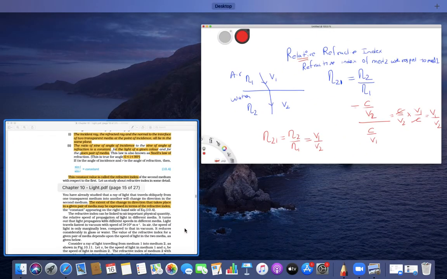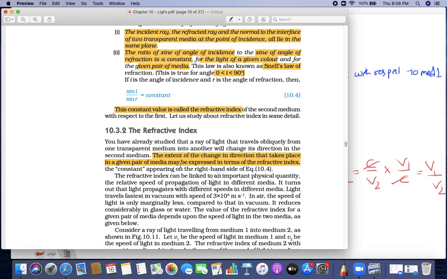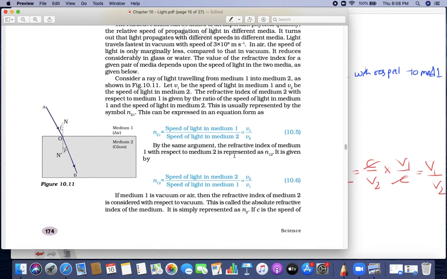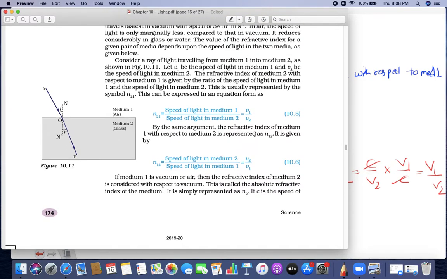Okay. So now you understood when you have to use absolute and when you have to say relative. So that's what we are saying. See here, the refractive index is what we are talking about for two media, and the speed is 3 into 10 raised to 8 meter per second. That is how we derive N21 is equal to speed of light in medium 1, V1, upon speed of light in medium 2, V2. Similarly, if you want N12, it will be the reciprocal, V2 upon V1, right? N21 means N2 upon N1, and N12 is N1 upon N2.